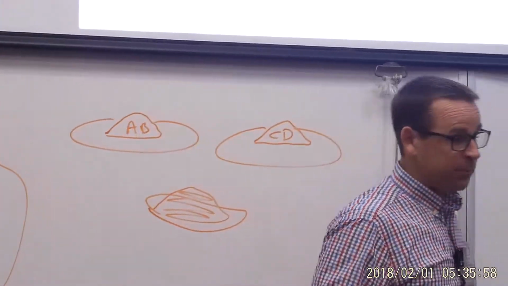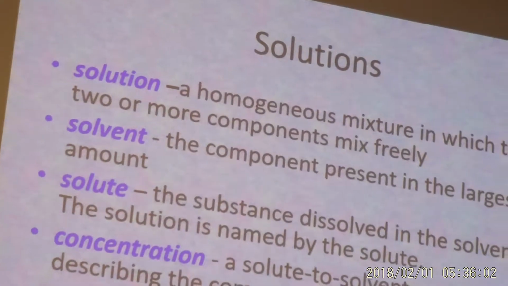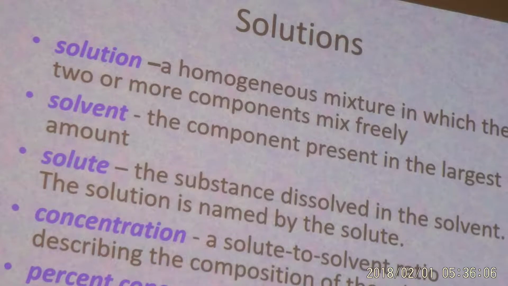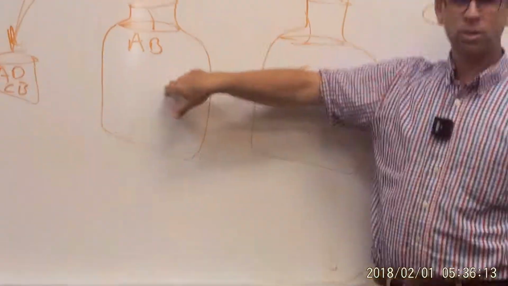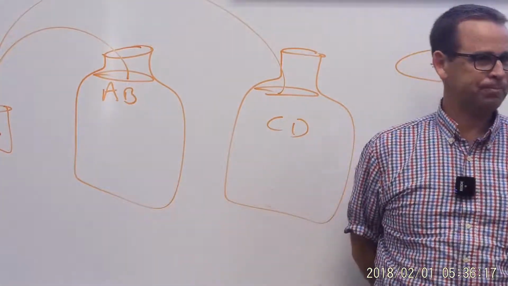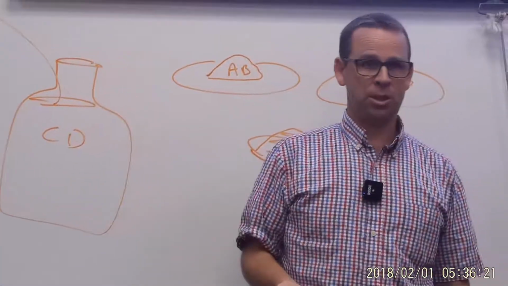The first word we want to make sure we're comfortable with is the word solution. A solution is a mixture where you have a solvent and a solute. In this case, our solvent would be water. It's the highest concentration. Our solute is whatever we put in there to dissolve in the water. A solution is a homogeneous mixture.